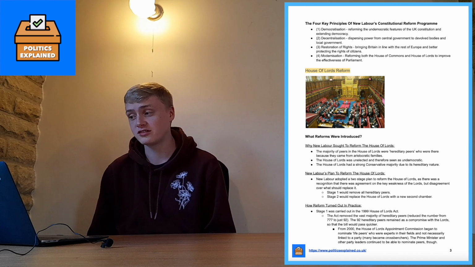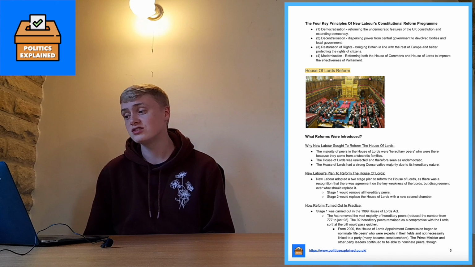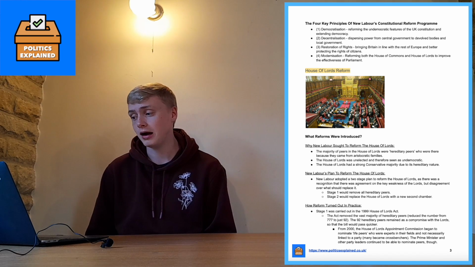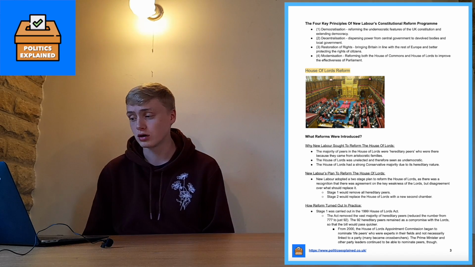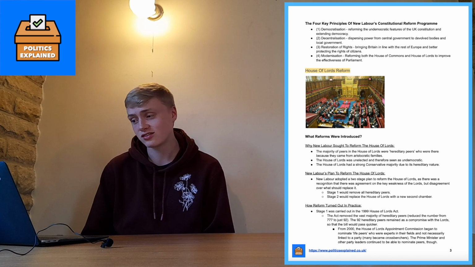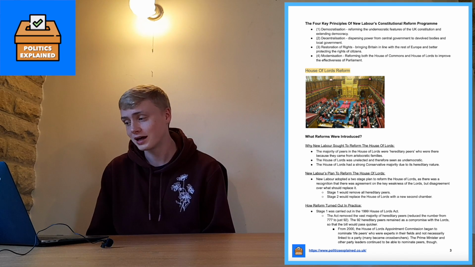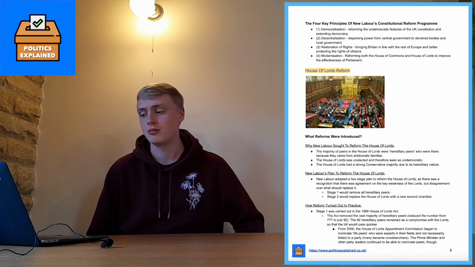The first was democratisation, so it's supposed to reform undemocratic features of the UK Constitution. The second was decentralisation, so dispersing power from central government to devolved bodies and local government. The third was restoration of rights, which was supposed to bring Britain in line with the rest of Europe and better protect the rights of citizens. And then the fourth was modernisation, so reforming the House of Commons and Lords to improve the effectiveness of Parliament and modernising the whole system in general.